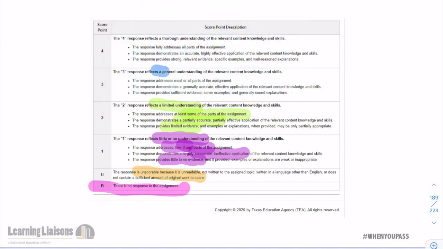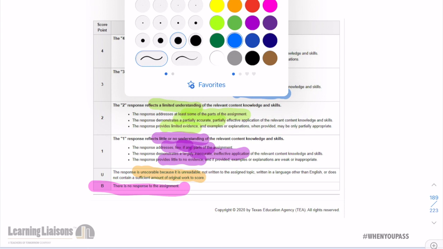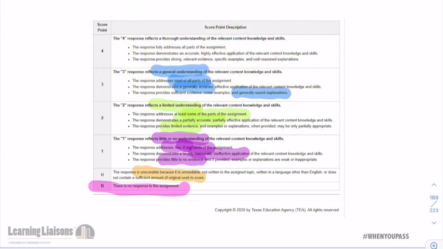Let's look at the next one. A 3 is a general understanding. So most or all of the parts are there, except it's only generally accurate, and there's sufficient evidence, but only general sound explanations. Let's look at a 4 though. This is what you're going to want to get. With a 4, there is thorough understanding. It has been fully addressed, every part of the assignment. There is accurate and highly effective application, and then strong, relevant evidence with well-reasoned explanations.